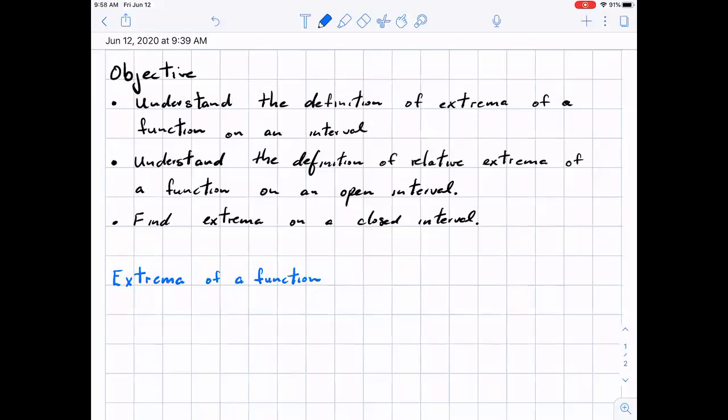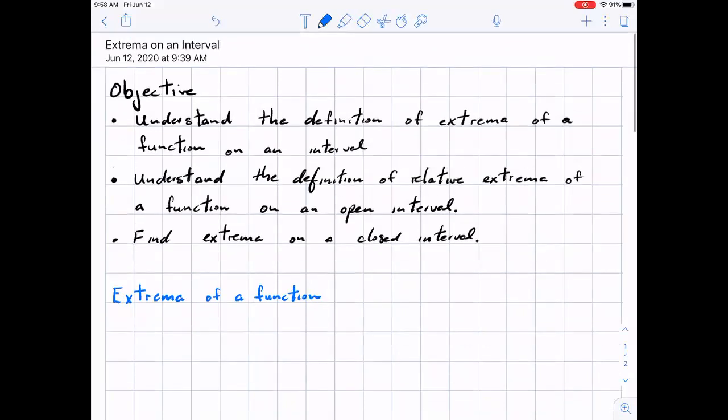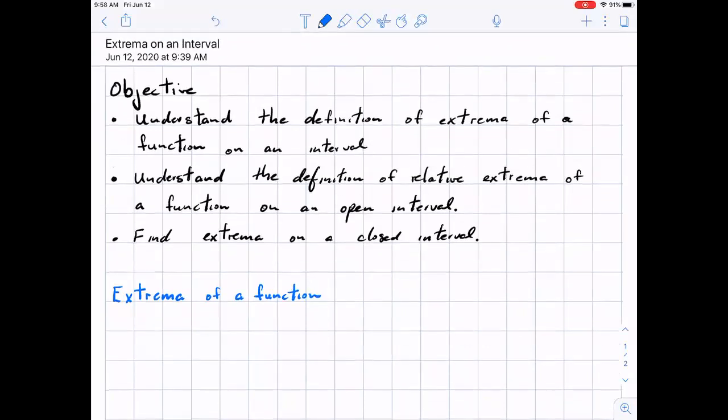Today we will look at extrema on an interval. So the objective is understanding the definition of extrema of a function on an interval, understanding the definition of relative extrema of a function on an open interval, and then how do we find extrema on a closed interval?